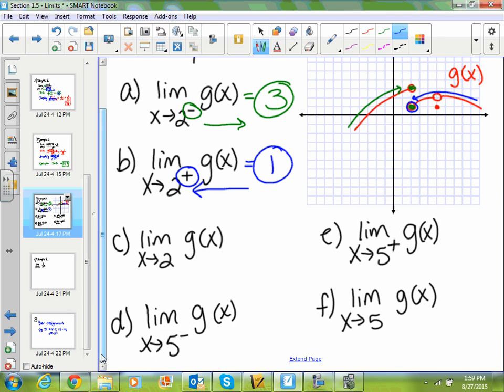Okay, so then graph C asks me just to find the limit as x approaches 2. So that cares about when it's going from both directions, because I wasn't given a directional limit. And the easiest way to figure that out is to look at your two limits that you were given. So we know from the left it equals 3, and we know from the right it equals 1. Since those are not the same number, we say that the limit with no direction does not exist. In order for your limit to exist, both from the left and the right, they have to be the exact same value.